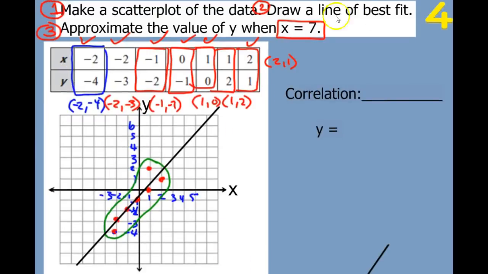So, we drew a line of best fit. It asks us here, what's the correlation? Well, from left to right, we're going up, so this is a positive correlation.